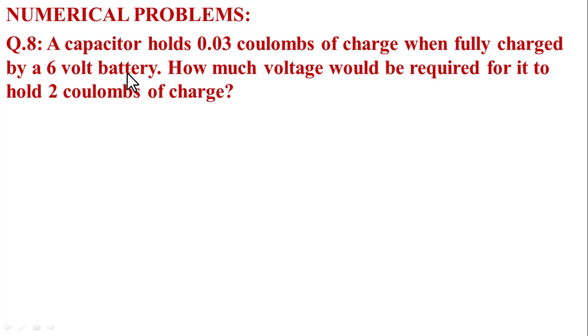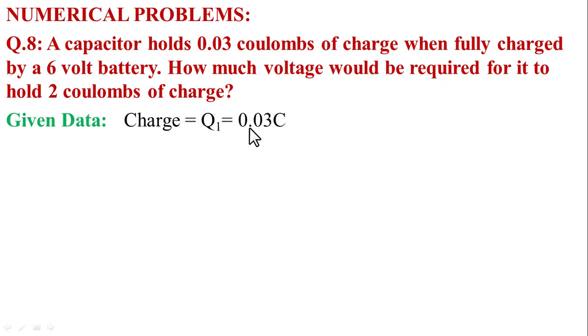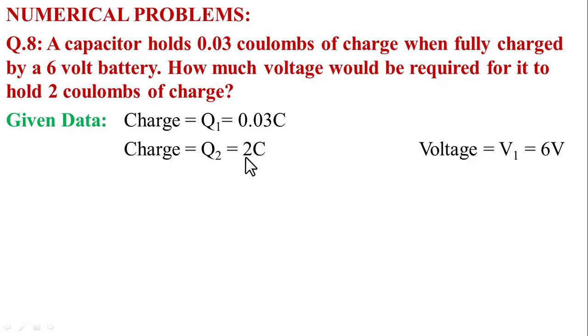In question number 8, the given statement is: a capacitor holds 0.03 coulomb of charge when fully charged by a 6-volt battery. How much voltage would be required for it to hold 2 coulomb charge? According to the statement, first of all write the given data. Charge Q1 is equal to 0.03 coulomb and charge Q2 is equal to 2 coulomb. The attached battery voltage V1 is equal to 6 volt. Now we are required to find the voltage V2.